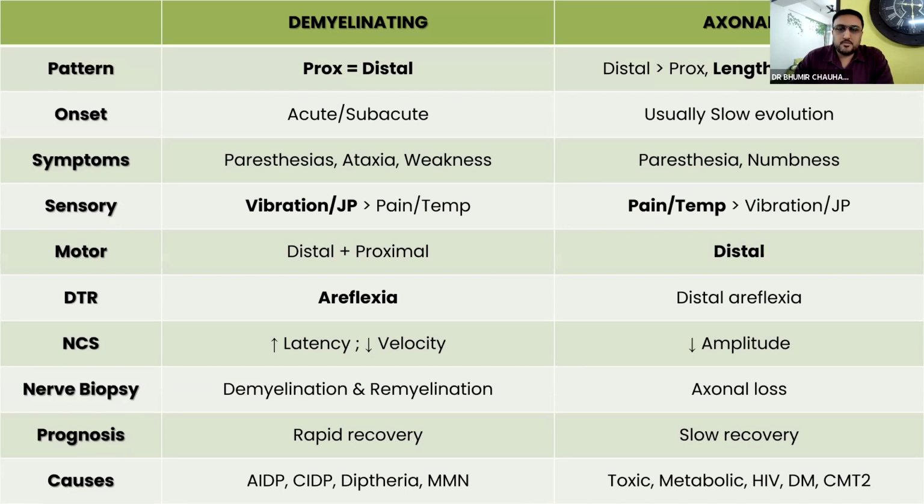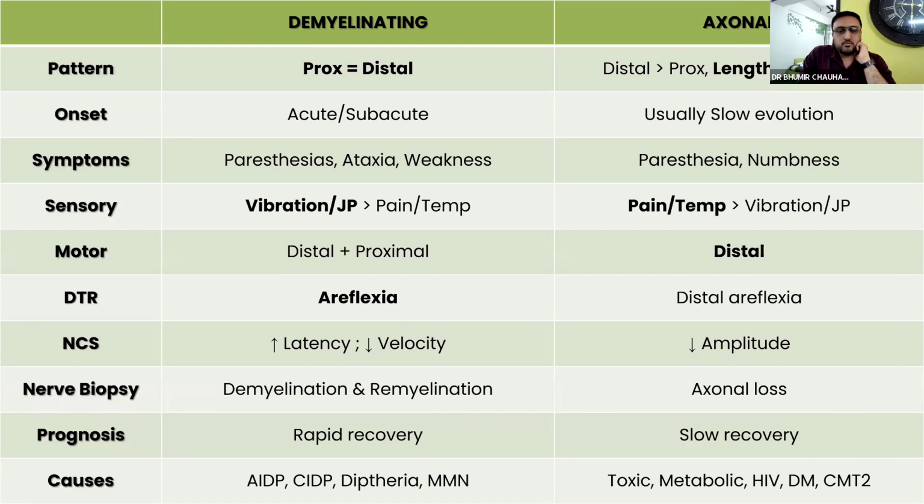Symptoms: demyelinating patients will have paresthesias, ataxias, weakness. These are the main symptoms of demyelinating problems. Whereas in axonal, they will have more sensory paresthesias and loss of sensations. In sensory modalities, if demyelination is there, then vibration and joint position are affected more than pain and temperature, and the other way around in axonal varieties. In motor, you will have proximal and distal findings, whereas in axonal, it is always distal weakness. Deep tendon reflexes are absent with demyelination, and they are present, or there may be distal areflexia, in axonal variety.